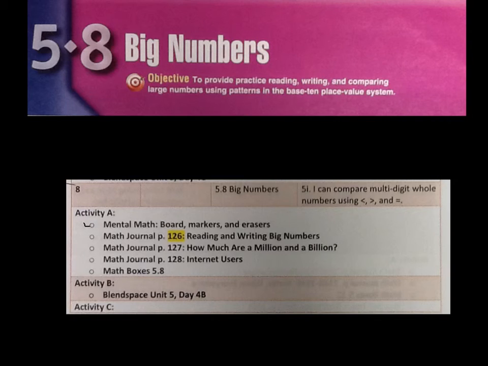So we already completed the mental math on the rug. You're going to finish journal page 126 to read and write big numbers. Then you're doing how much are a million and billion. Page 128 is a review on how to use numbers in some story problems and using a reference book. And finally, your math box should be complete. When you are done, activity A goes on to blend space, and activity B goes on to blend space, and then activity C, you are also doing blend space. Make it a great day.